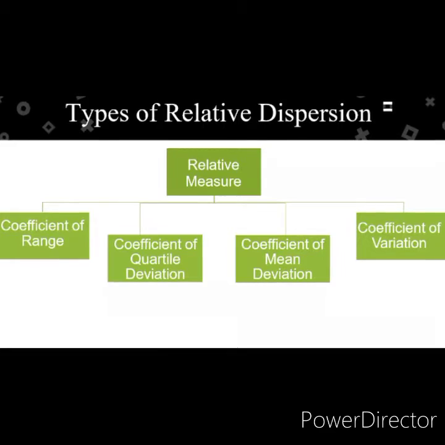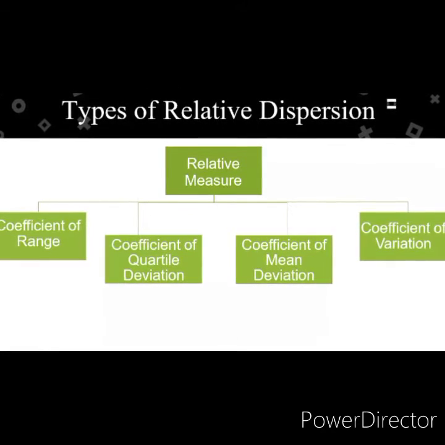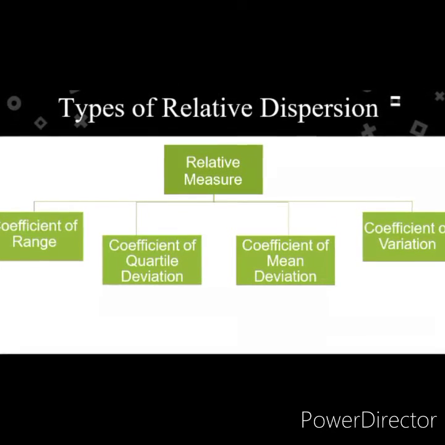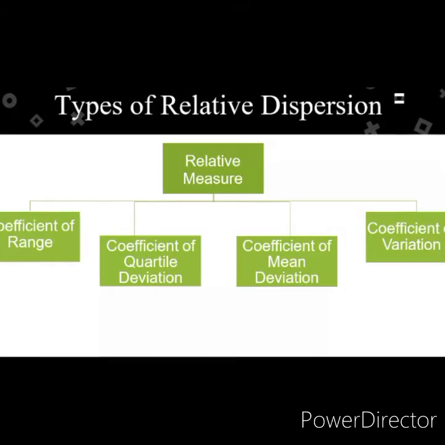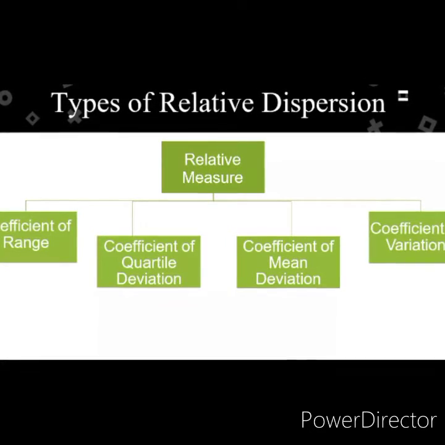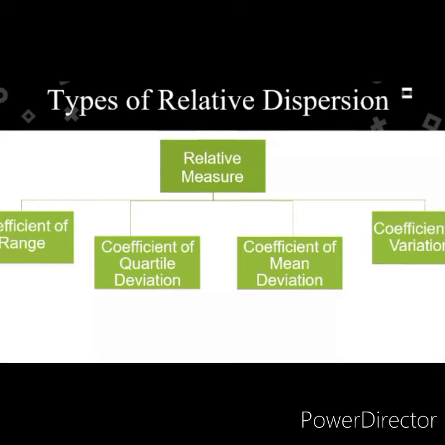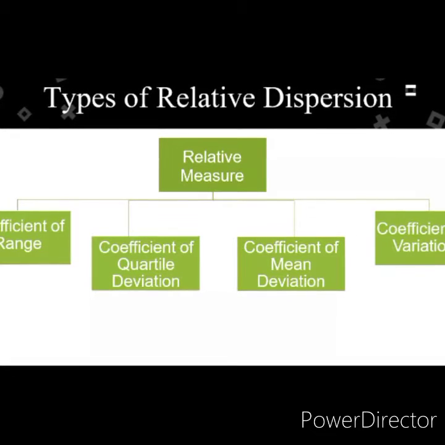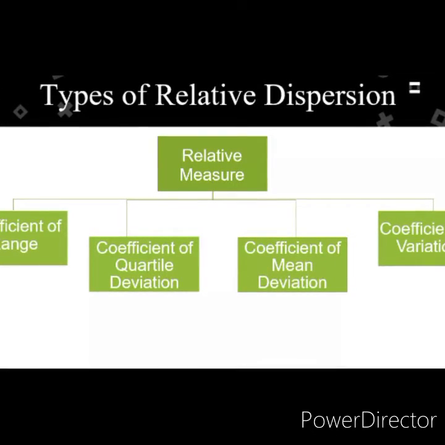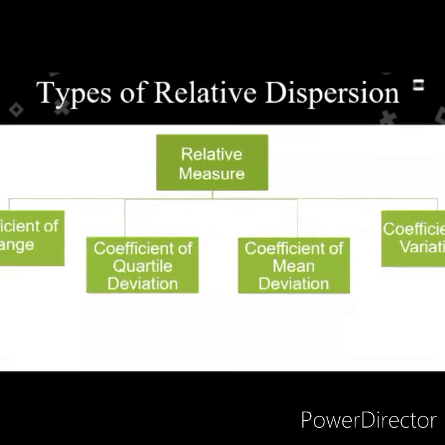So in relative dispersion, we have four types. First, the coefficient of range. Second, the coefficient of quartile deviation. Third, the coefficient of mean deviation. And fourth, the coefficient of variation.